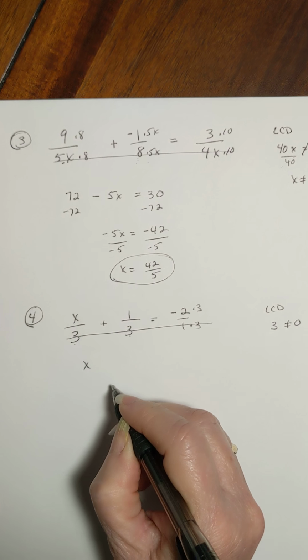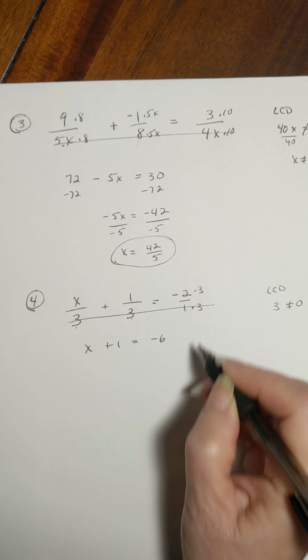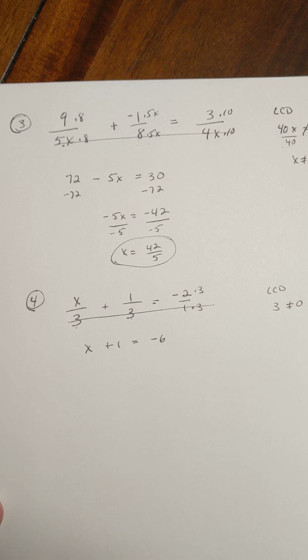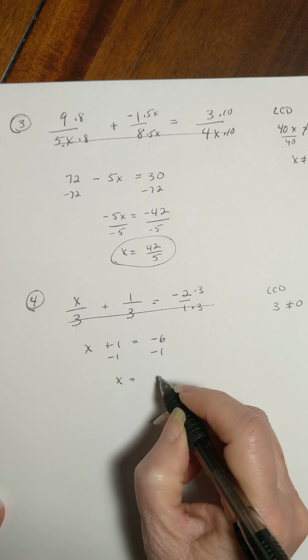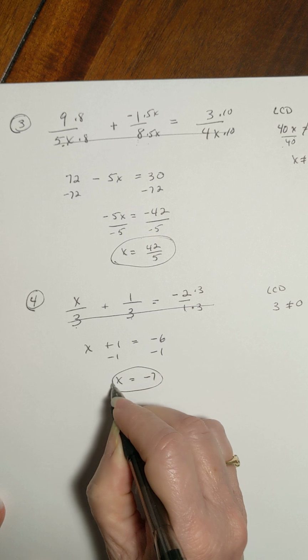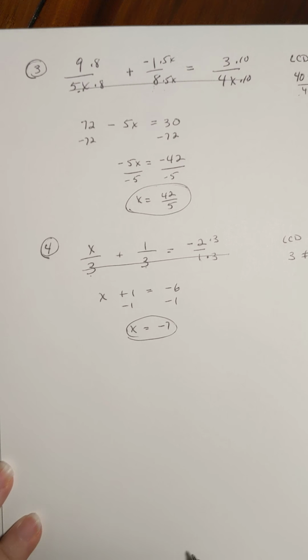So I get x plus 1 is equal to negative 2 times 3, which is negative 6. Subtract the 1, and I get x is equal to negative 7. And there's your final answer. Okay, so that one was pretty easy.